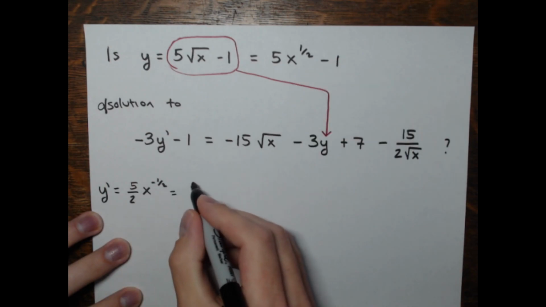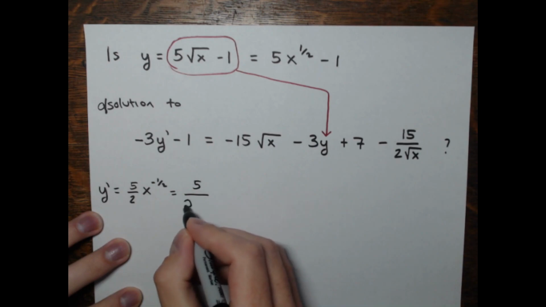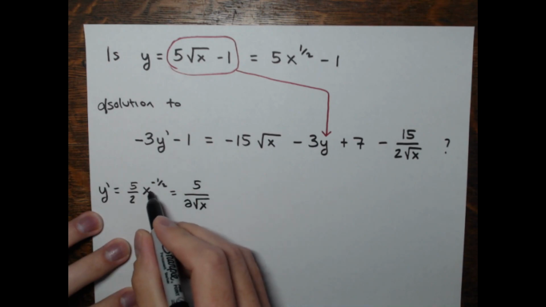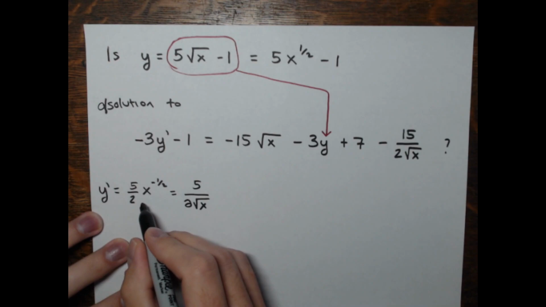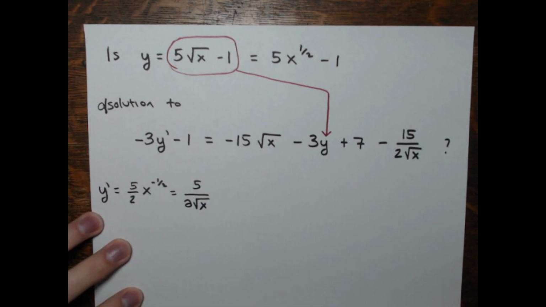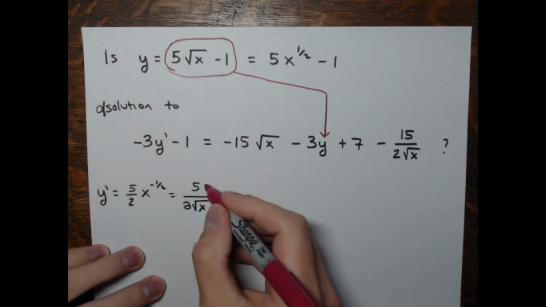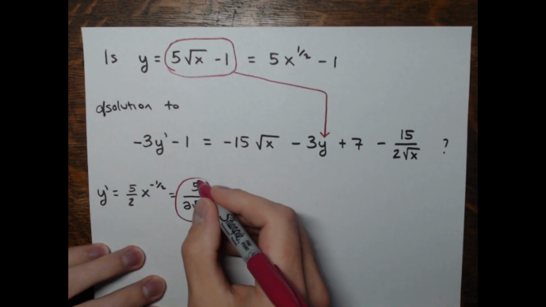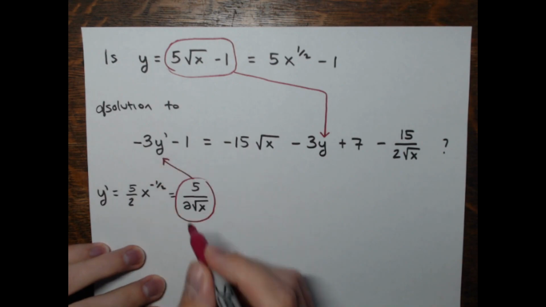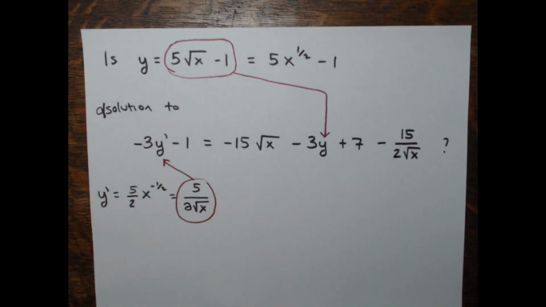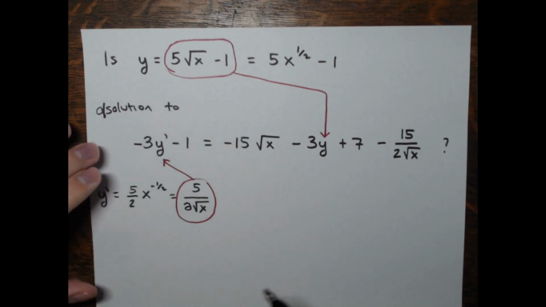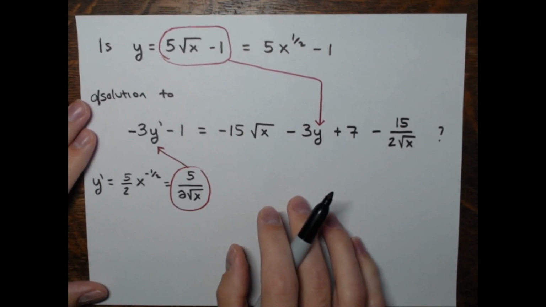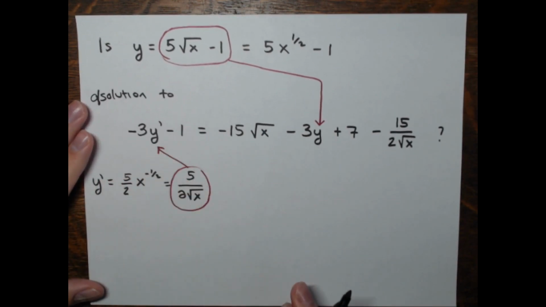So another way to write this would be 5 divided by 2 times the square root of x. Remember, x to the negative half would be 1 over x to the half, and that would put x to the half, or the square root of x, in the denominator. All right, so this is y prime in terms of x, and I'll put that in for this y prime on the left side. All right, so now I make these substitutions and then we'll check, are the left side expression and the right side expression going to be equivalent?